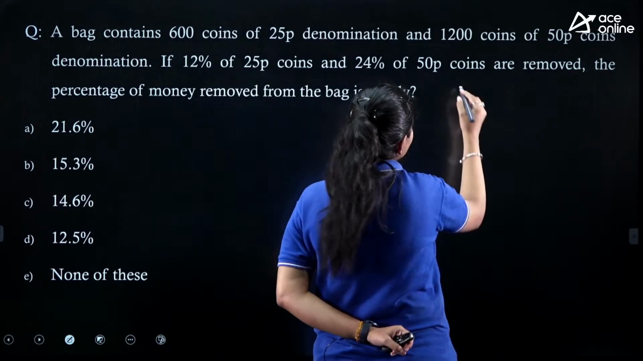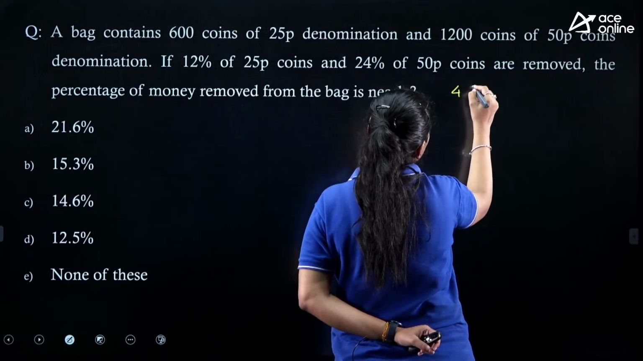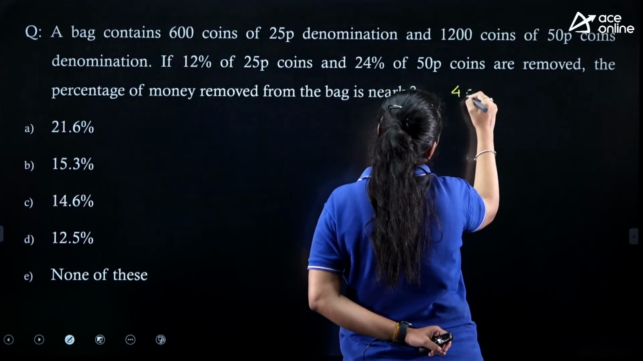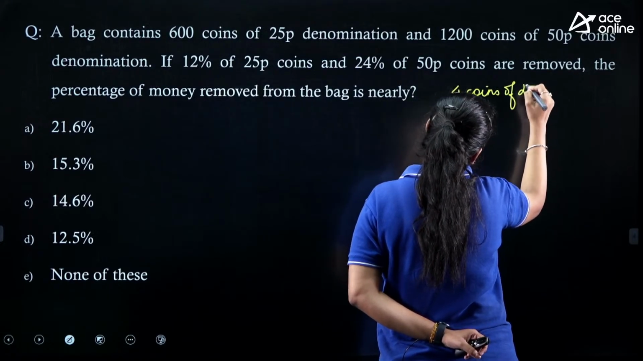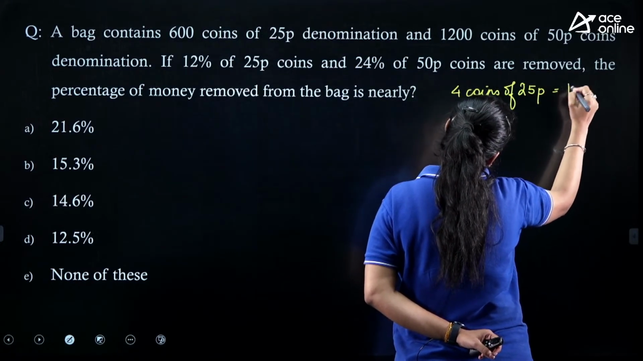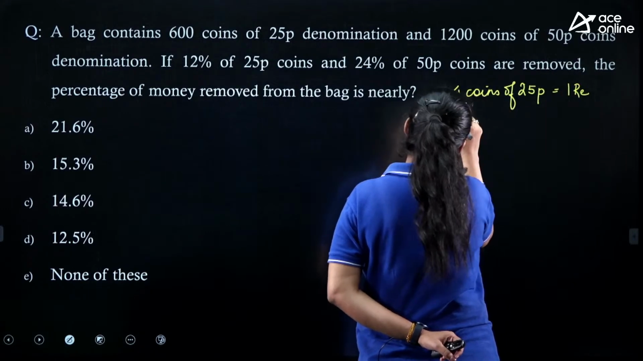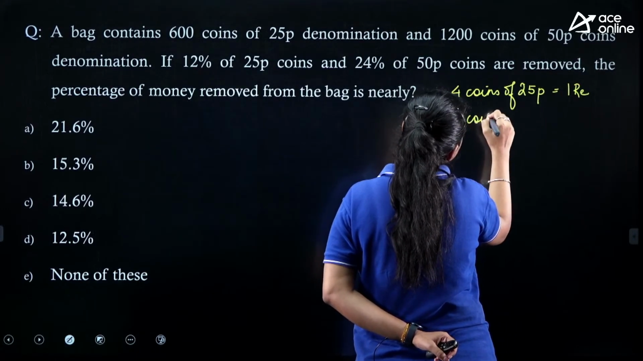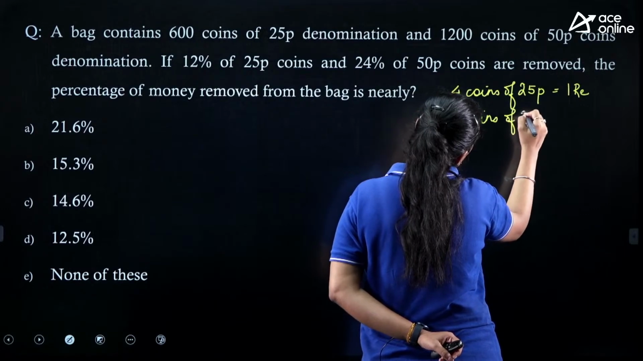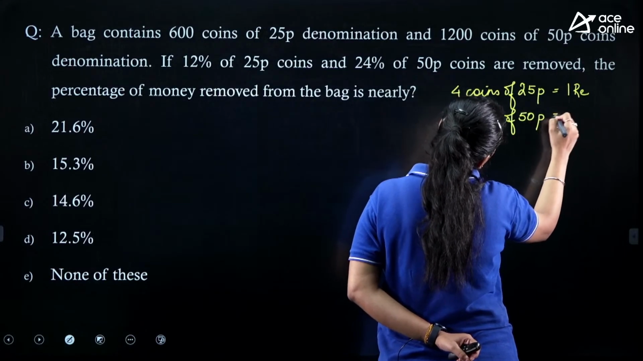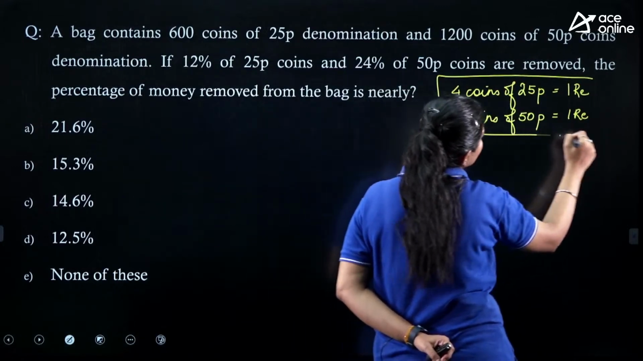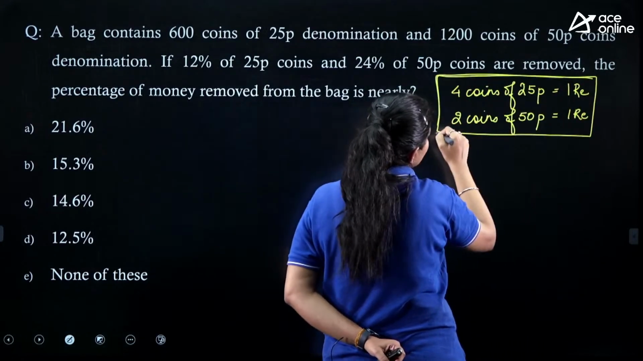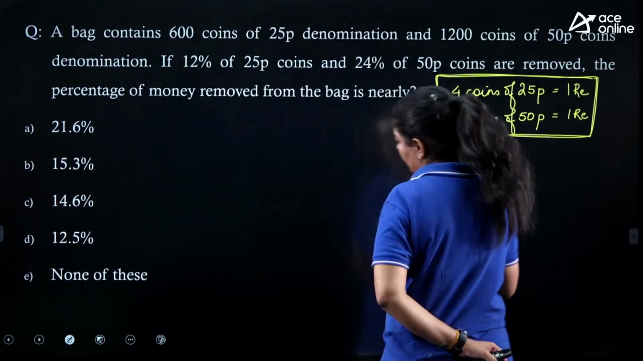We know that 4 coins of 25 paisa are equal to 1 rupee, right? We all know that. And 2 coins of 50 paisa are equal to 1 rupee. Please do remember this while you are solving this particular problem.